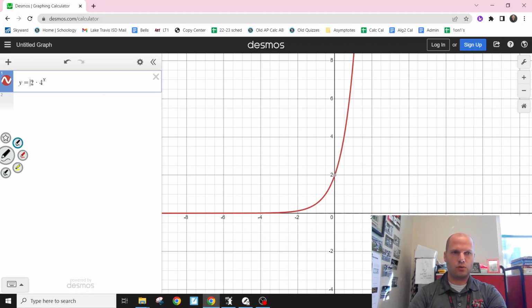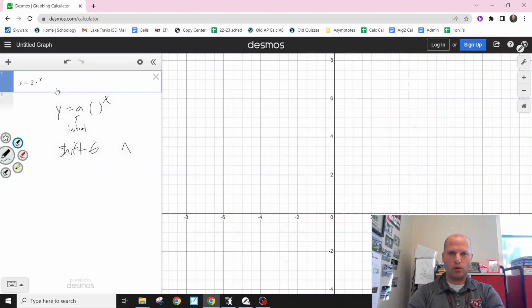Now look, this 2, we call this a, the initial value. How much you start out with, how much money you start out with. So I start out with $2 at year 0. This is what I start out with. And then I grow it at 4 times, maybe a year or per day or whatever. And when you change this number, you change the growth. So see how my curve is changing.